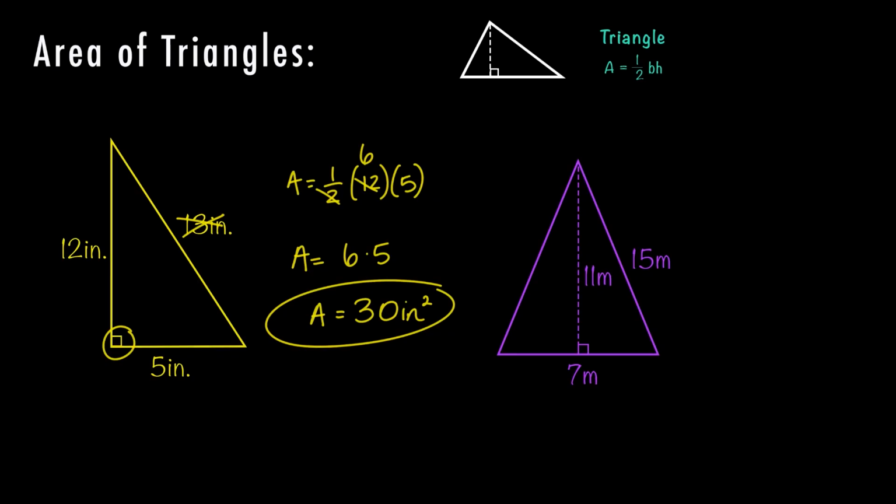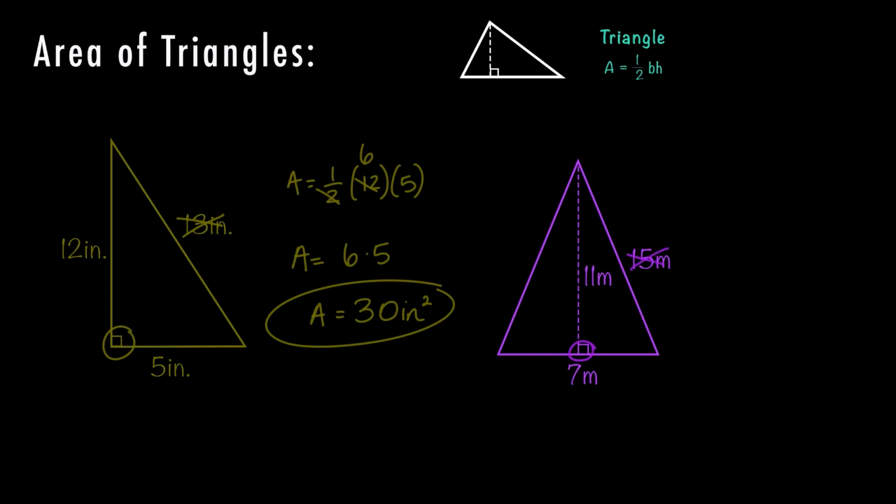Let's try another one. This one is an isosceles triangle. It isn't indicated by the side lengths, but I can tell that the height is going straight down to the center of the base. So the 15 is the number I don't need. Area equals 1/2 times 11 times 7. And now we have one without an even number. So I am not going to divide by 2 first. I'm going to go ahead and multiply these two.